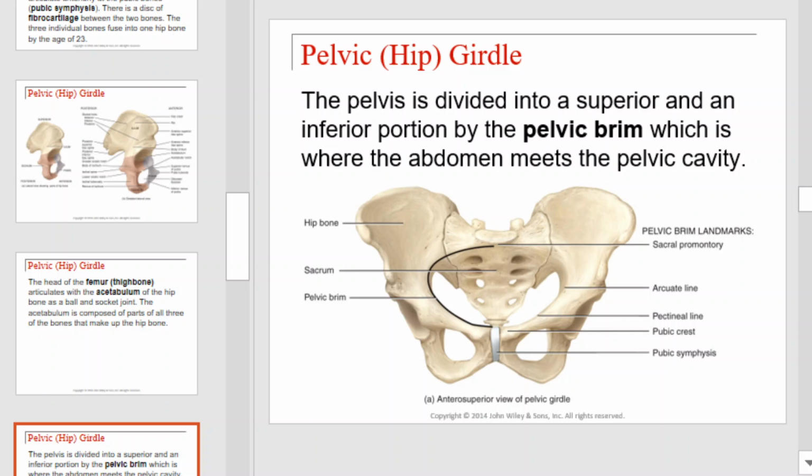The pelvis is divided into a superior and inferior portion by the pelvic brim, which is where the abdomen meets the pelvic cavity. This diagram will provide you both with an idea of what the pelvic brim looks like, as well as some of the other aforementioned landmarks in the pelvis.